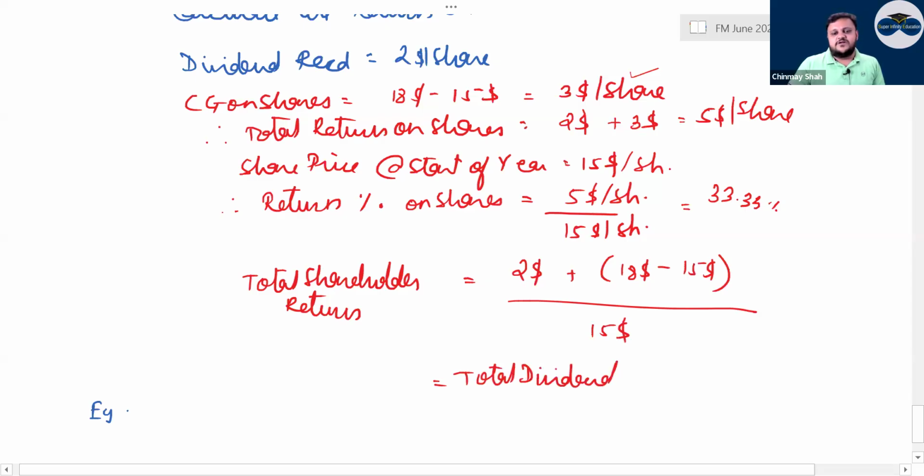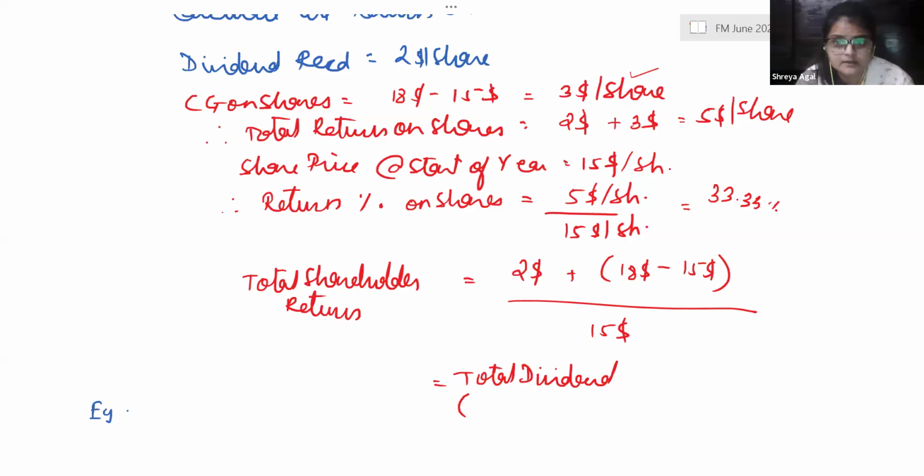Now when we go into total dividend, both dividends are included. There are two types of dividend. I hope you know what they are. One is final dividend and one is interim dividend. What is final dividend? At the end of the year. And interim is what? Between the 6 months.